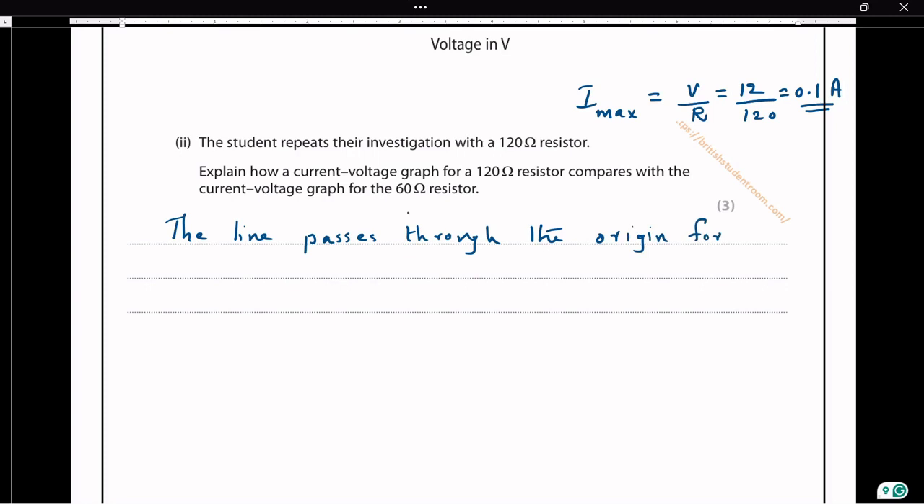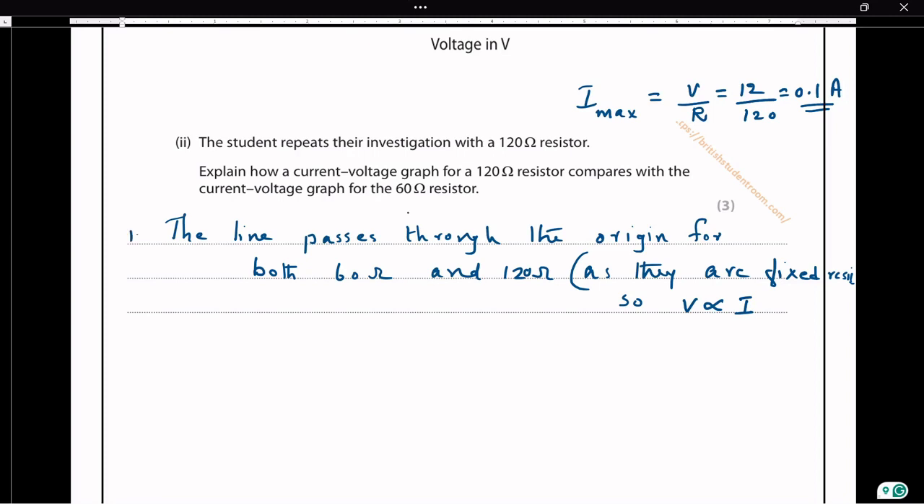Origin for both 60 ohm and 120 ohm, as they are fixed resistors. They are fixed resistors. So V is directly proportional to I, or I is directly proportional to V. This is the first one. The second one is that both should be a straight line.